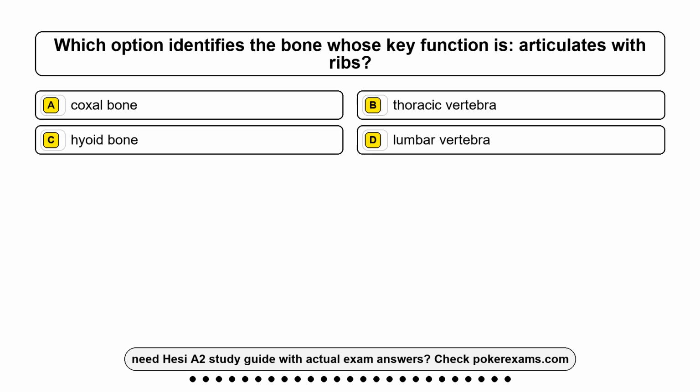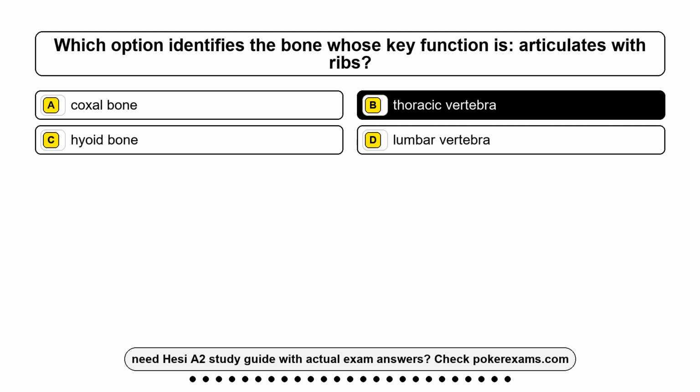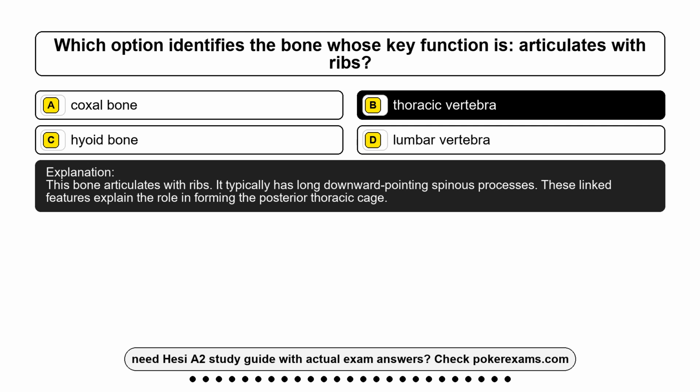Question 3. Which option identifies the bone whose key function is, articulates with ribs? Option A, coxal bone. Option B, thoracic vertebra. Option C, hyoid bone. Option D, a lumbar vertebra. The correct answer is option B, thoracic vertebra. This bone articulates with ribs. It typically has long downward pointing spinous processes. These linked features explain the role in forming the posterior thoracic cage.